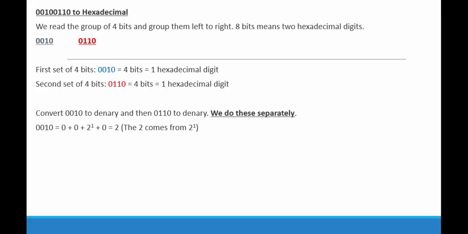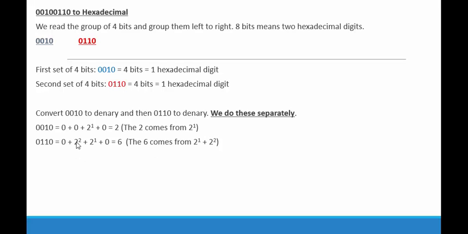So I take 0010 and I put it into decimal. I'm going to get 0 plus 0 plus 2 to the power of 1 plus 0, which is going to be 2. And the 2 that I'm getting comes from 2 to the power of 1, which is represented by this 1 here. I take my second set of bits, which is 0110. I'm going to get 0 plus 2 to the power of 2 plus 2 to the power of 1 plus 0, which equals 6. The 6 comes from adding these 2 numbers right here.